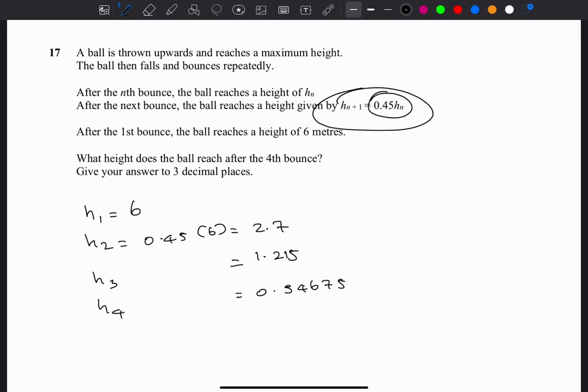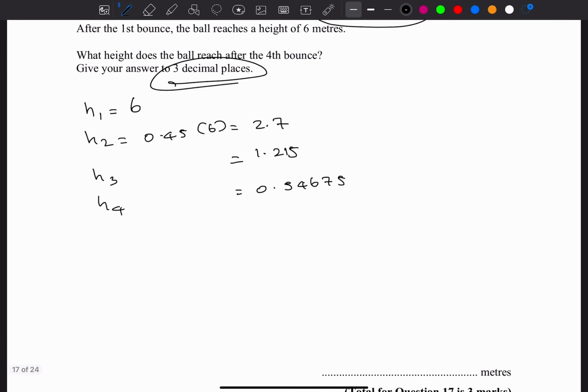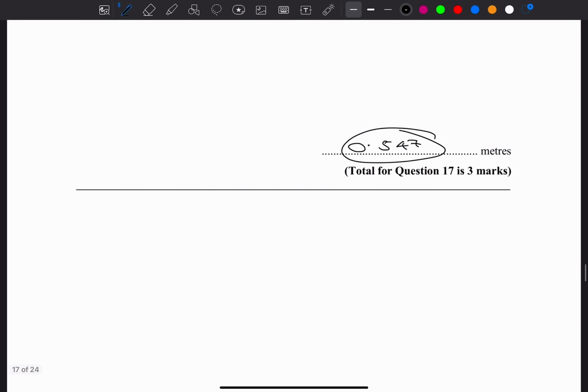0.54675. But they would like to have it in 3 decimal places. 0.547. That's after the 4th bounce. Okay, the height is reached.